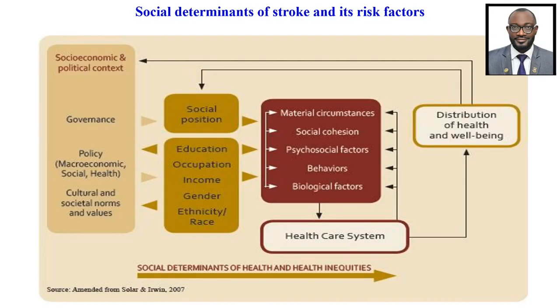So there is an interplay between policy, political context, socioeconomic context, governance, social position, education, occupational income, ethnicity, race, and the influence on behaviors and lifestyle and biological and psychosocial factors. And this affects the distribution of well-being.